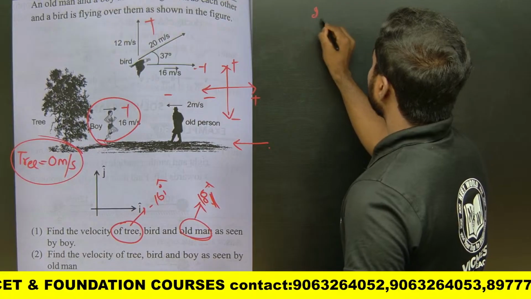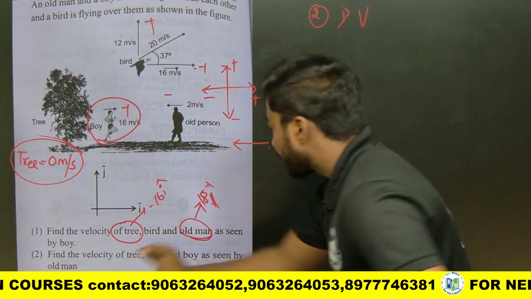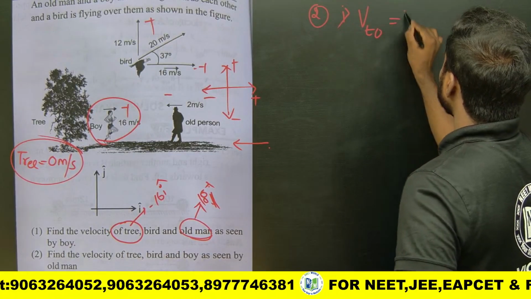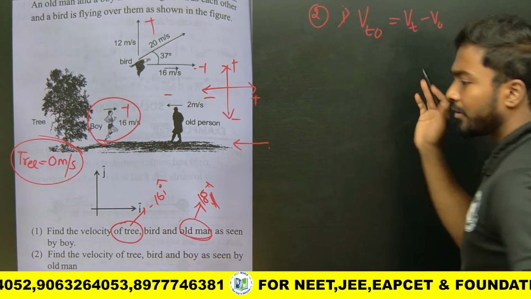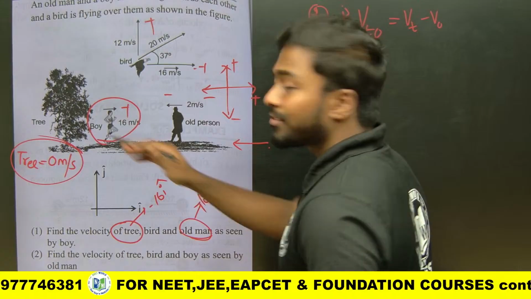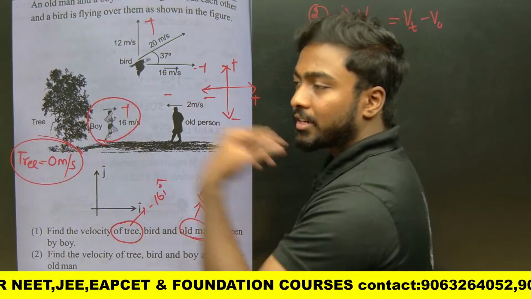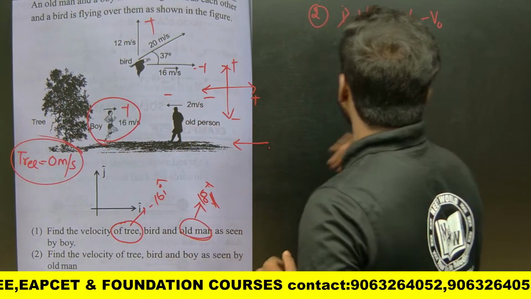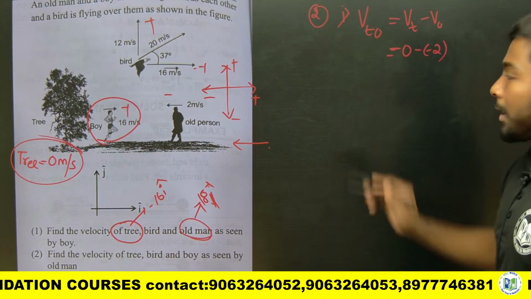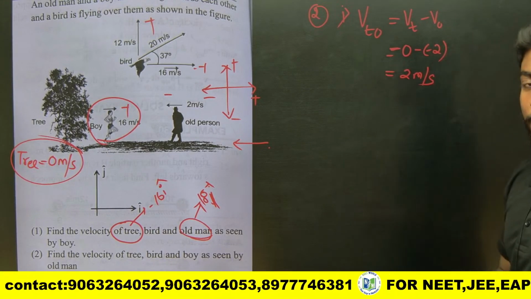Question number 2, part 1. Velocity of the tree with respect to the old man is equal to velocity of the tree minus velocity of the old man. Write the formula, that's it. Now, the velocity of the tree is 0, it's constant, at rest. Next, the old man is coming in the opposite direction, the negative direction, so minus 2. Velocity of the tree 0 minus of minus 2, so 2 meters per second.